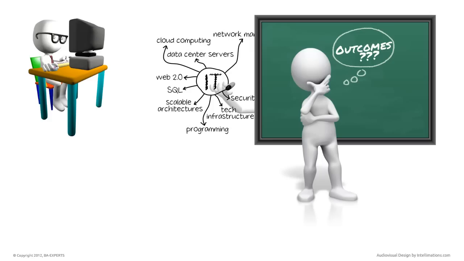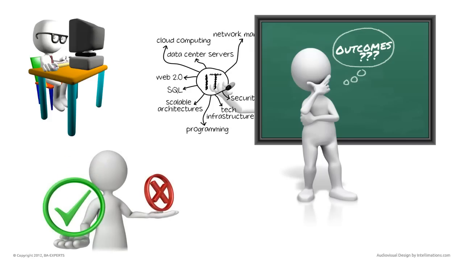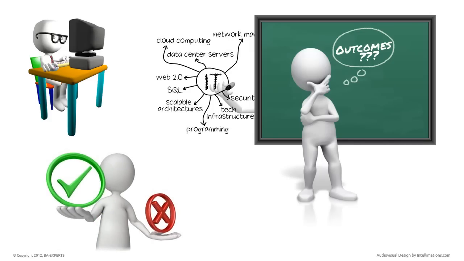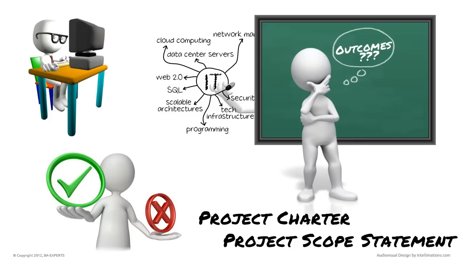When you sit down to write your user stories, you need to consider what the project will deliver. In the world of IT, there are a couple of options for delineating what a project can and cannot do. What you're looking for is something called a project charter or a project scope statement.